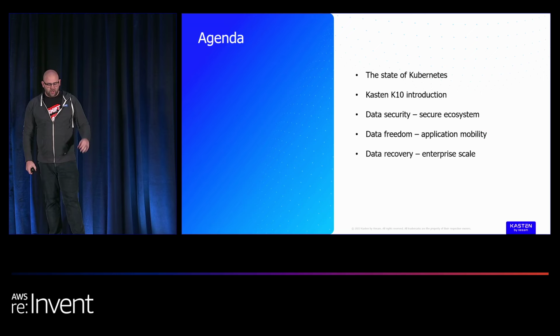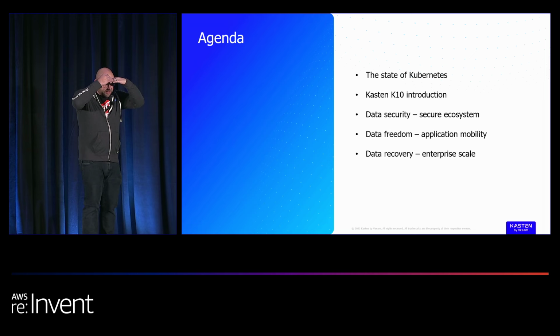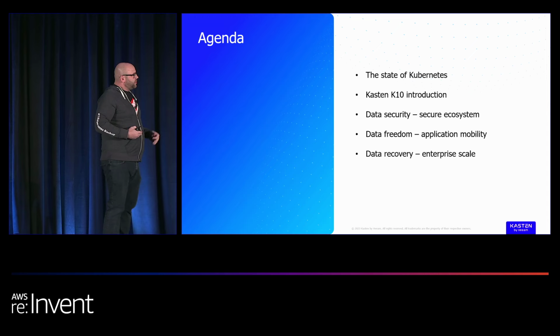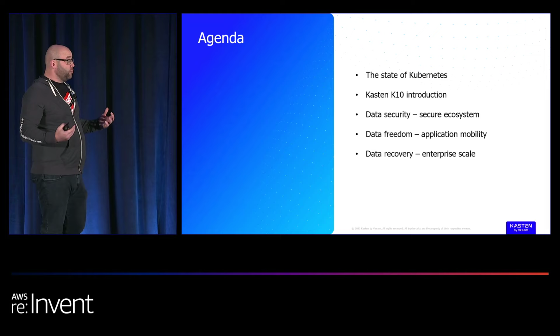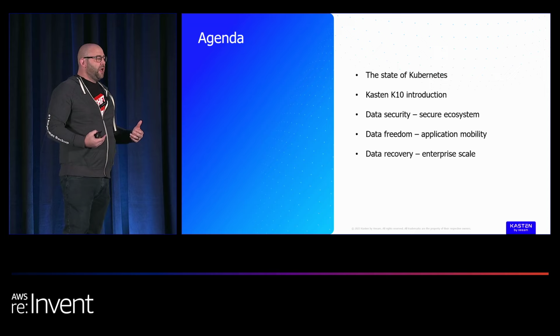Cool. Okay, so from an agenda point of view, just some of the things that we want to tick off over the next 58 minutes now is really the state of Kubernetes. How many people are running Kubernetes in their environments? I imagine a lot if we're coming here. So then I want to give a bit of an overview of what Kasten K10 is, what it does, how it can help, what the responsibility model looks like as well. Then we're going to get into some of that data security. What does data security mean? And some of the stuff that we've built and integrated with across the ecosystem.